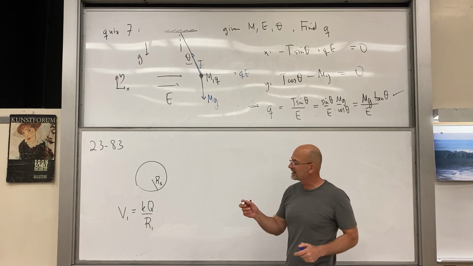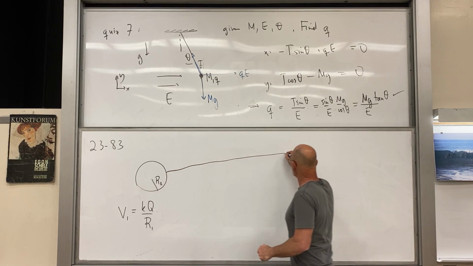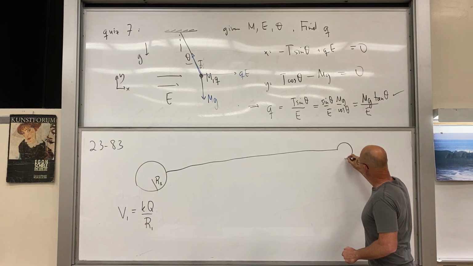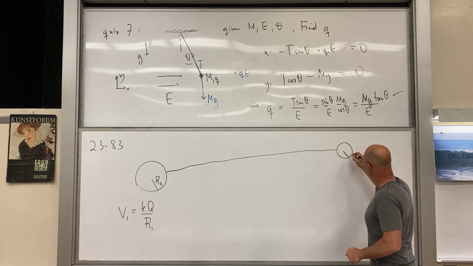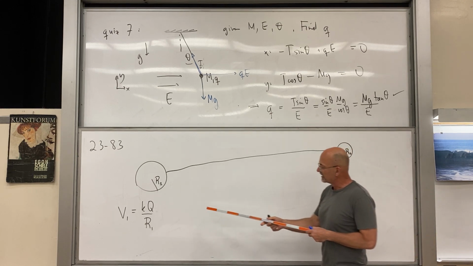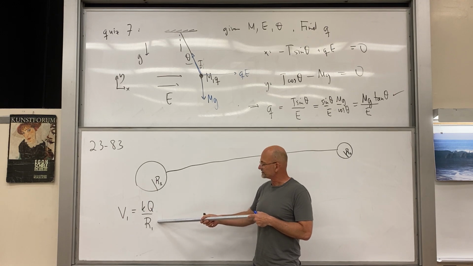And they said we connect it to a second charge, a second conducting sphere, with a long, very thin wire. And there's a bunch of physics going on here. So let's discuss this for a moment. First of all, why can I say that this is KQ over R sub 1?